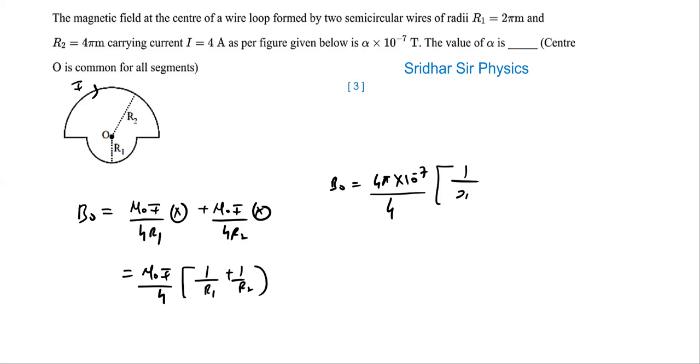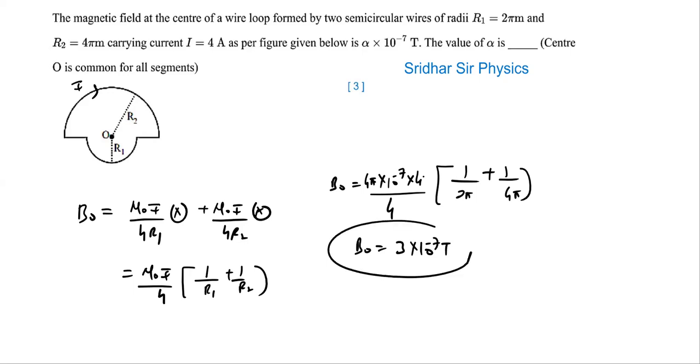Mu naught value is 4 pi into 10 to the power of minus 7, and the current is 4. So we'll solve it and we'll get B naught as 3 into 10 to the power of minus 7 Tesla.